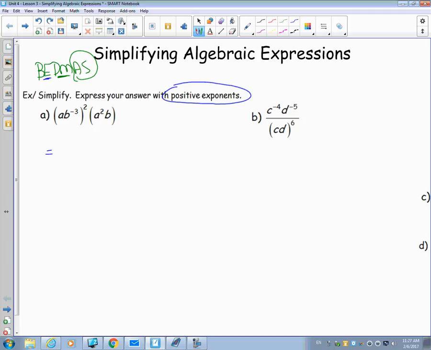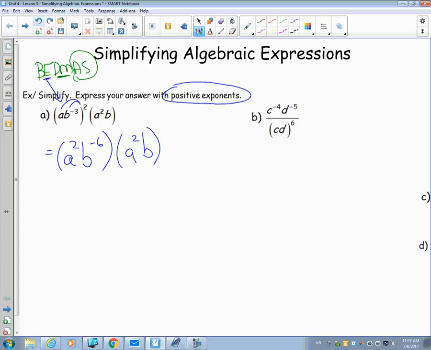BEDMAS says things in brackets first. Now, our brackets aren't meaningful in that there's nothing inside this bracket I can do. I can't simplify A and B because they're different bases. So the next thing I want to look at is, are there exponents? And there are. So we have to apply the 2 to the B and the A. That'll give us A to the 2 and B to the negative 6. The next bracket will stay the same because there's no exponent outside of it.